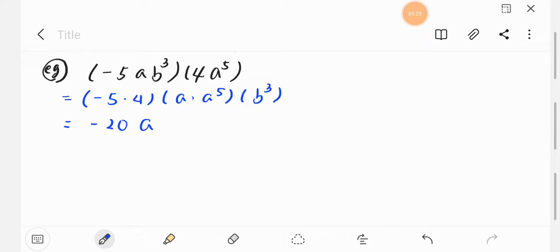a means a to the 1st power, isn't it? a to the 1st power. So we can add 1 and 5, and then b cubed. So this will be negative 20, a to the 6th power, b cubed. Please make a note that a means a to the 1st power, so the exponent is 1.